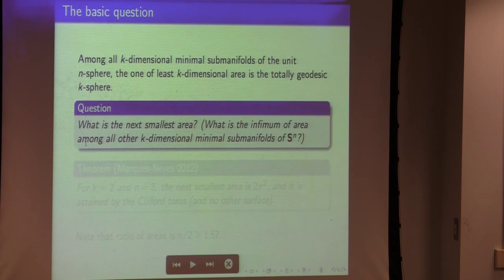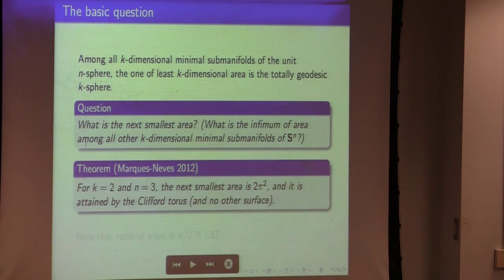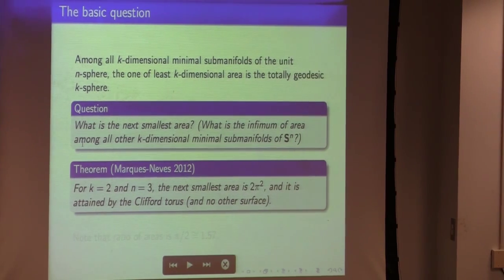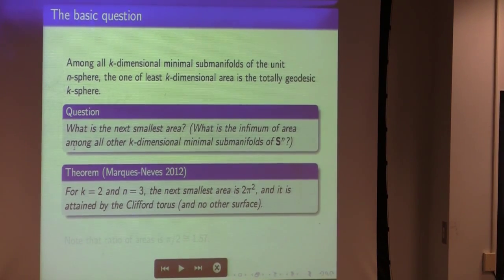There are actually very few cases, maybe about one case, when we really know the answer. But anyway, there was a big breakthrough about a year ago. Fernando Marques and Andre Neves, as a crucial part of their solution of the Willmore conjecture, gave the answer for k equals 2 and n equals 3.